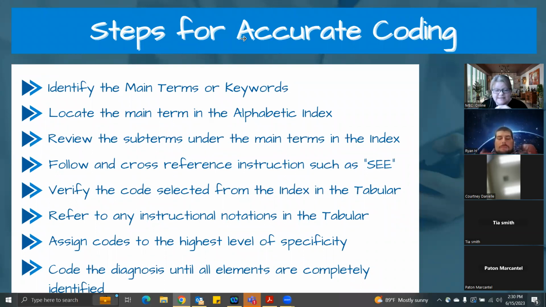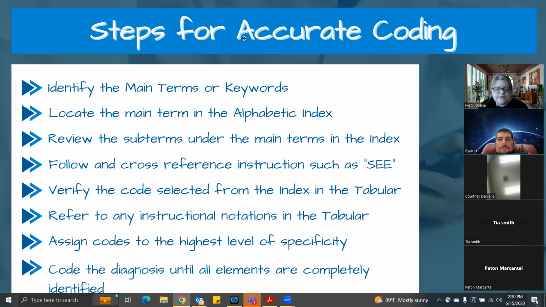Assign codes to the highest level of specificity. And again, this just ties into being as accurate and efficient as we can be. We have to be specific. If we don't get to the maximum level of specificity that we can get to, a lot of the times the claims will be returned and they'll say your coding's incomplete. I can't pay you for this because there's more information that could be had and I need that information to determine what I should pay you. It breaks down just that simply. We have to be as specific as possible.